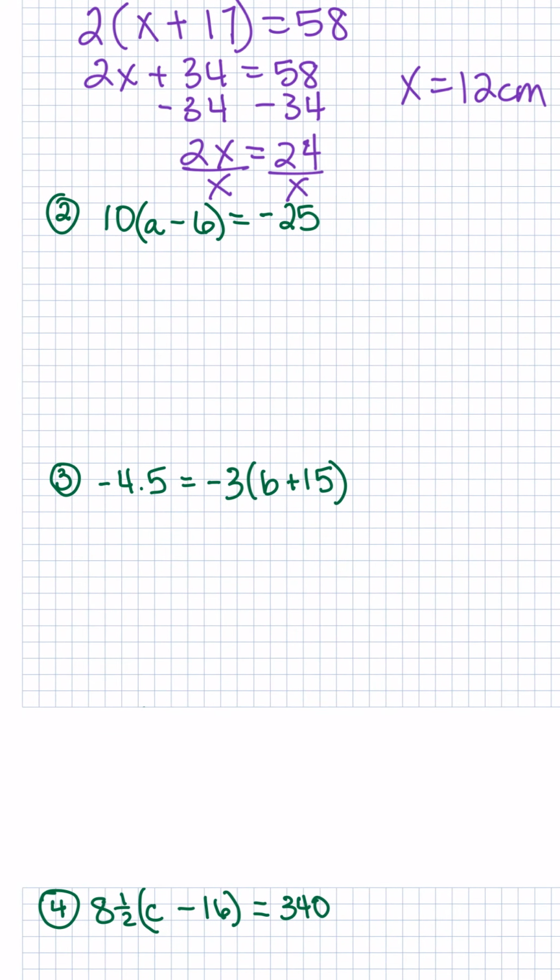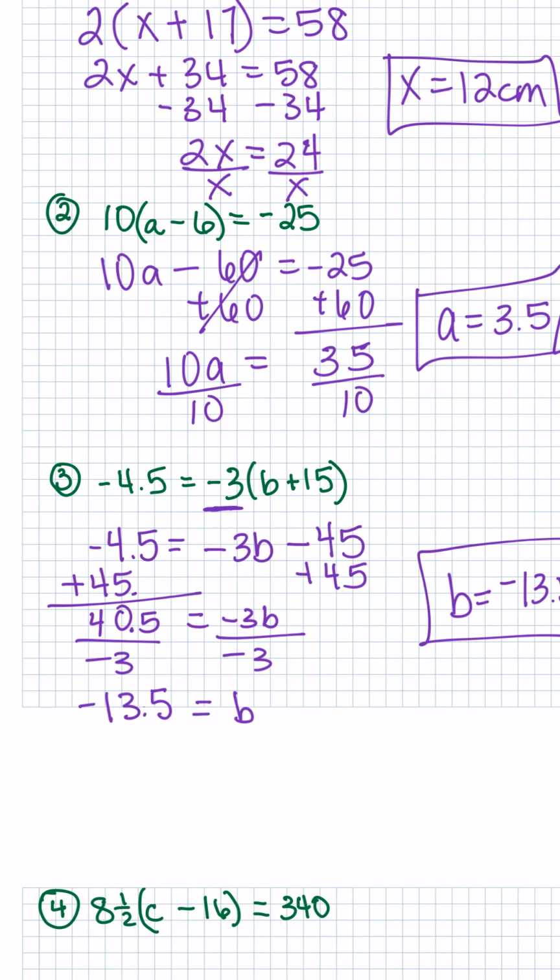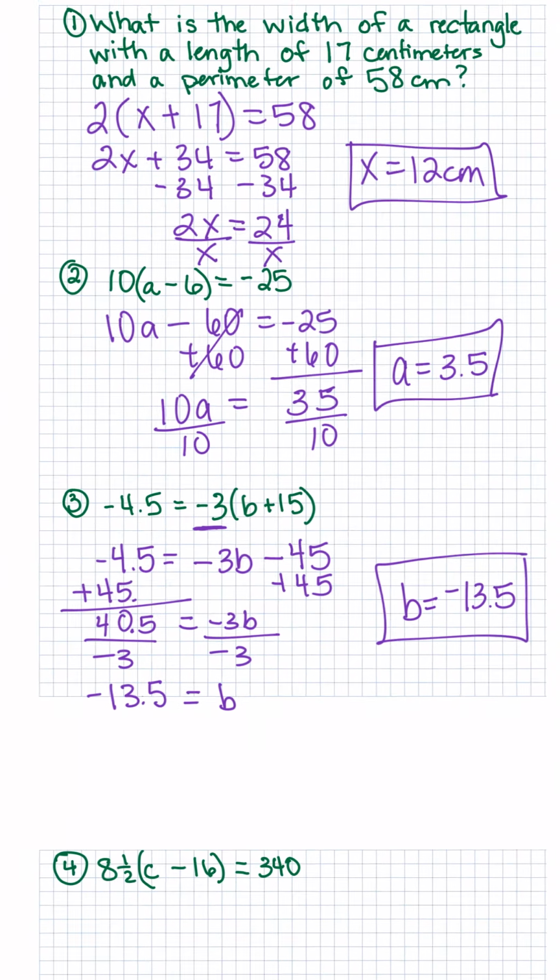Go ahead and try number 2 on your own too. So this one you should have got A equals 3.5. This next one, same thing, but I just want to make a note before you complete it. Make sure you look that this one has a -3. So it's -3 times B, -3 times 15. Okay, go ahead and try that out. Come back and check your work. Okay, so for that one, you should have got B equals -13.5.